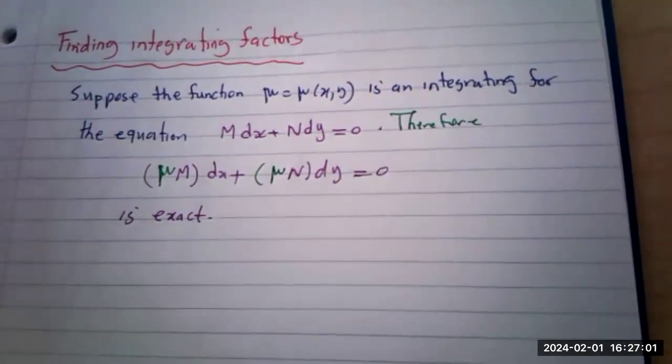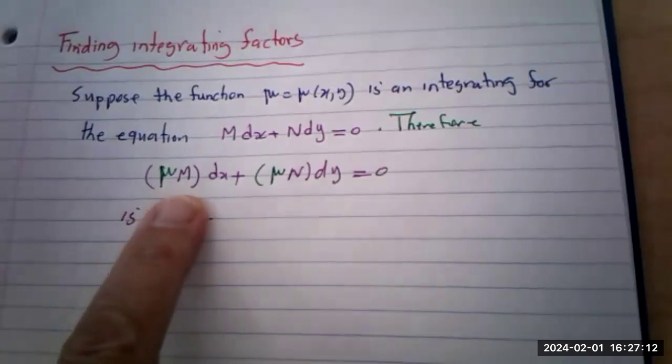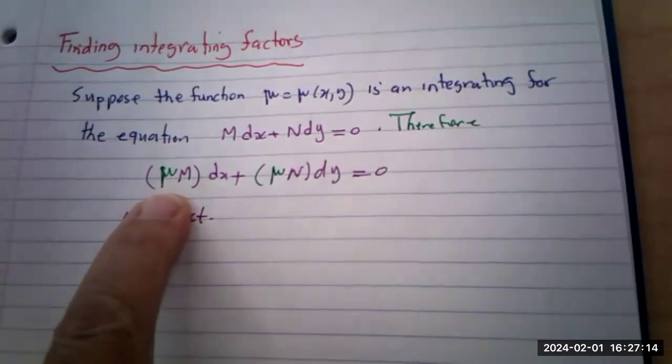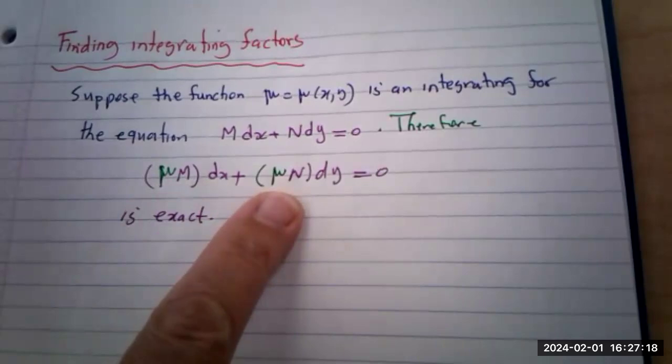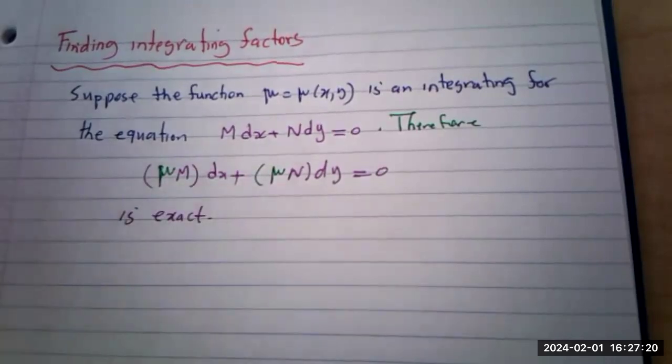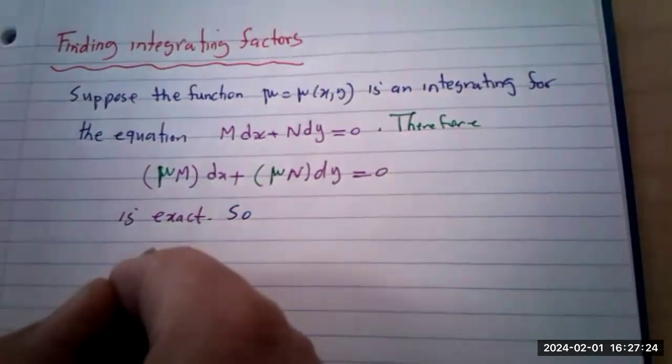Okay, so what does it mean? It's exact. It means it satisfies the exact condition. What is the exact condition? The exact condition is this new function. The derivative of this new function with respect to y is going to be equal to the derivative of the other function with respect to x. Okay, so it's exact, and so this is what you're going to have.